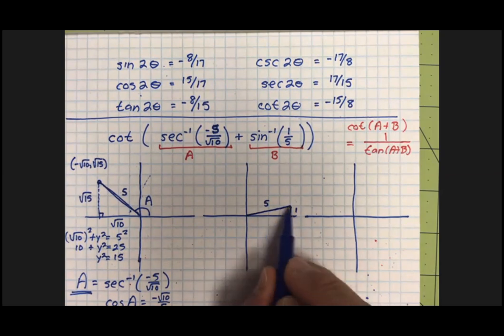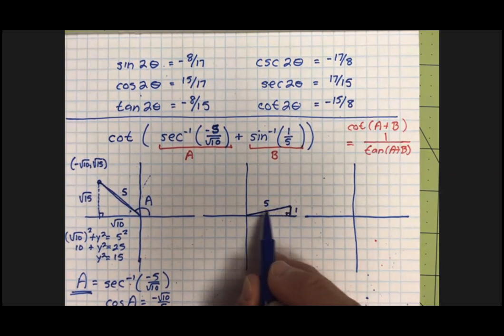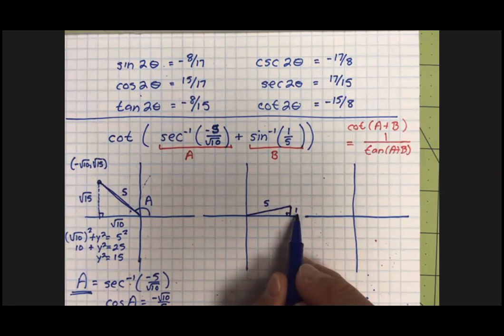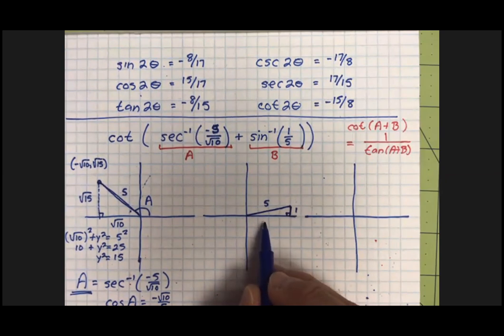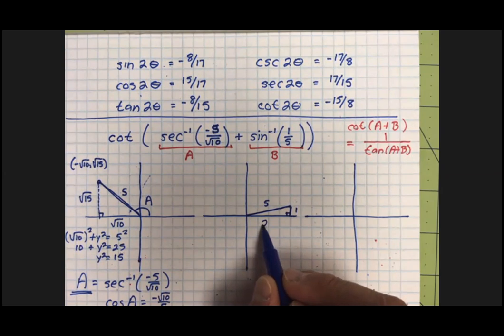And with the Pythagorean theorem, I fill in this other side. If I square this, I get 25. If I square this, I get 1. So I need 24 more units. I need the square root of 24 here. The square root of 24 is 2√6.